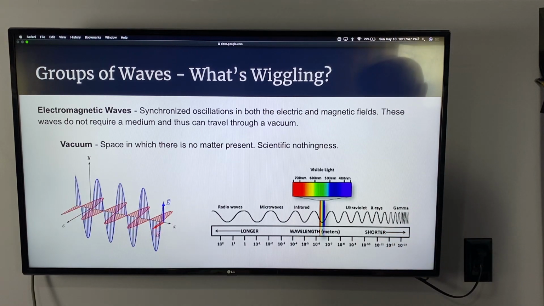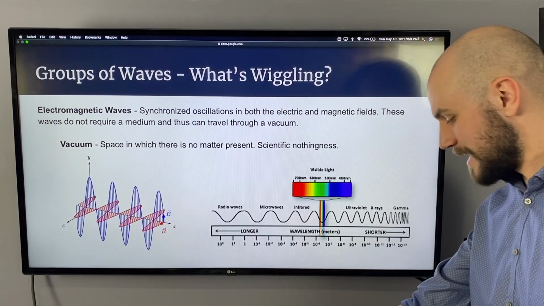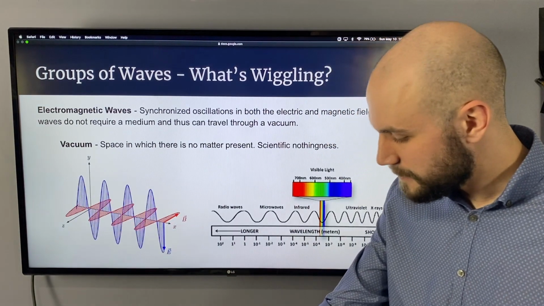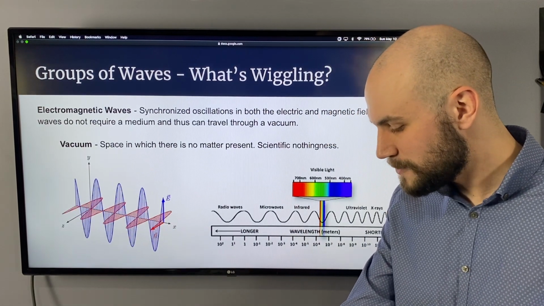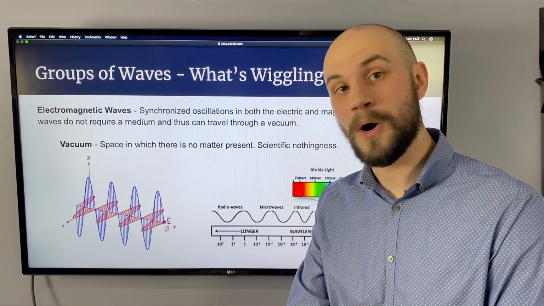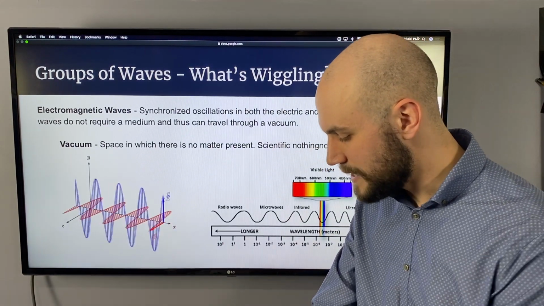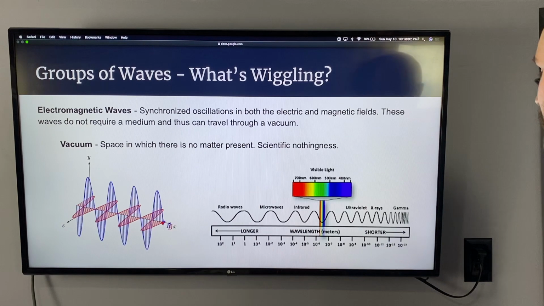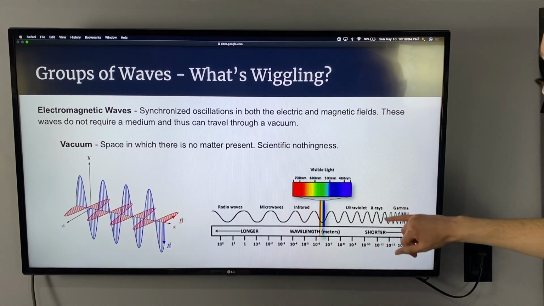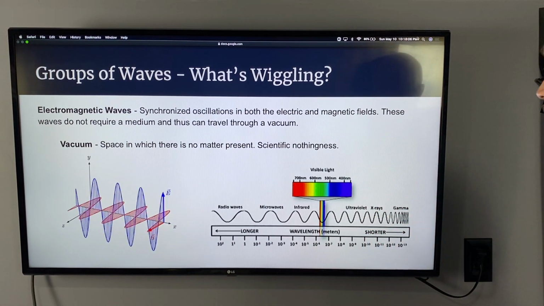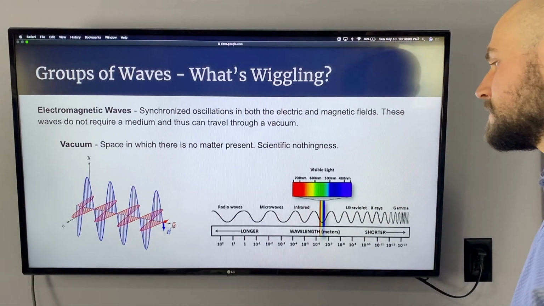X-rays, that's what we use to see the bones inside of our skin. X-rays can easily pierce flesh, but they don't easily pierce the denser bone inside of our body. So the X-rays bounce off the bone, but go easily right through our meaty parts. And then finally we have gamma rays, which is the highest energy type of light that exists.